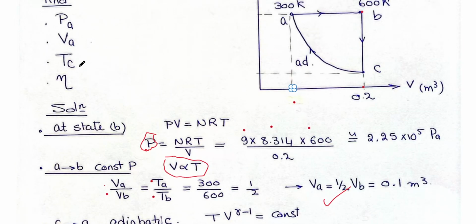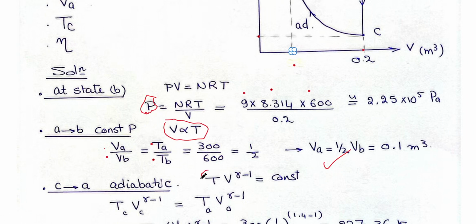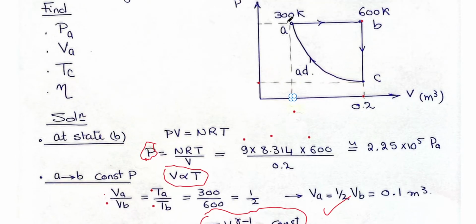Now we want to calculate the temperature at point C. If we want to apply the state equation at point C, we don't have the pressure, but we have the volume. This is not enough to substitute in the state equation. That's why we will use the relation of the adiabatic process. In any adiabatic process, the temperature and volume are related between the beginning and the final states of the process: TV to the power gamma minus 1 is constant.